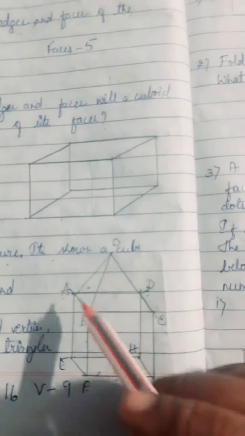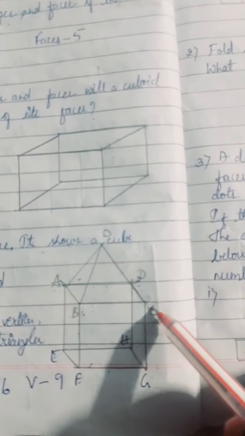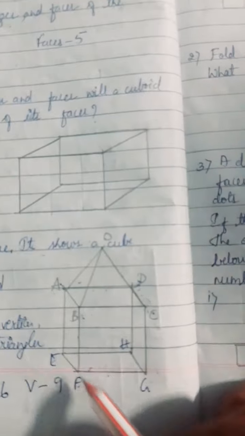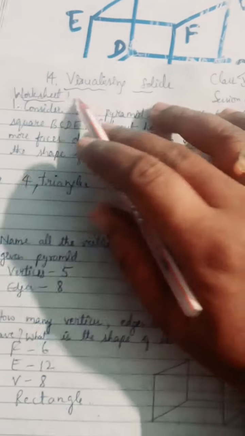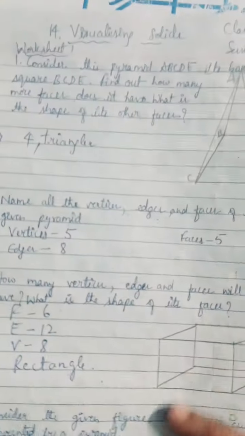Then the vertices are A, B, C, D, O, E, F, G, H. So in this way, children, in this session we have discussed the problems from worksheet 1. Hope you understood well. Thank you, children.